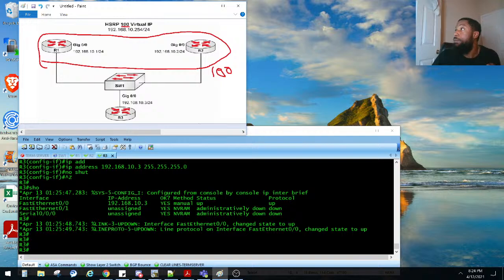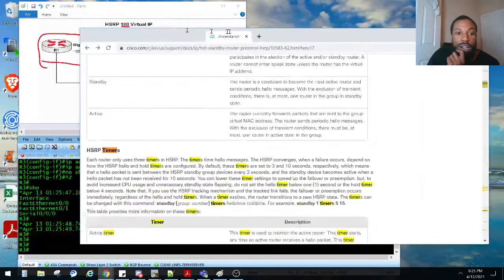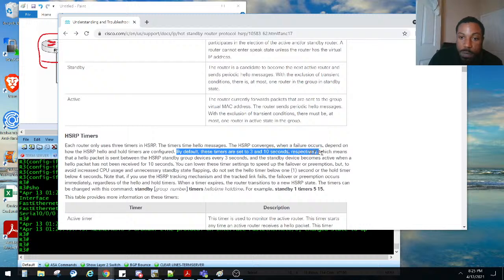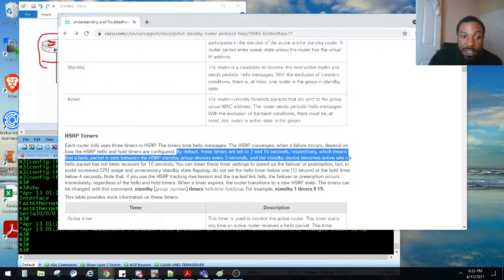So let me pull that up. As a matter of fact, I do have a white paper that tells us this. Let's do this. Timers. Yes, look at that. Okay, so the HSRP timers right there. By default, the timers are set to every 3 and 10 seconds respectively, which means that the hello packet is sent between the HSRP routers every 3 seconds, and then the standby becomes active when the hello packet has not been received for 10 seconds.